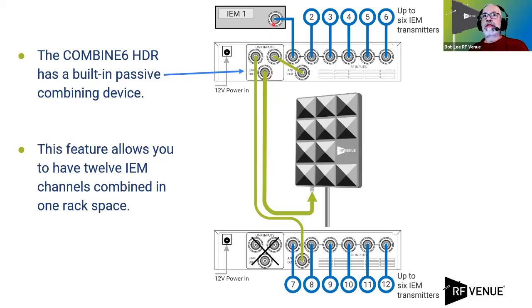So let's say we take 6 in-ear monitor transmitters and put them into this Combine 6, and then we put another 6 into this other one. We come out of the antenna outputs, go into the link inputs, and that joins 6 plus 6, we get 12 in-ear monitor channels, and that feeds to the antenna.